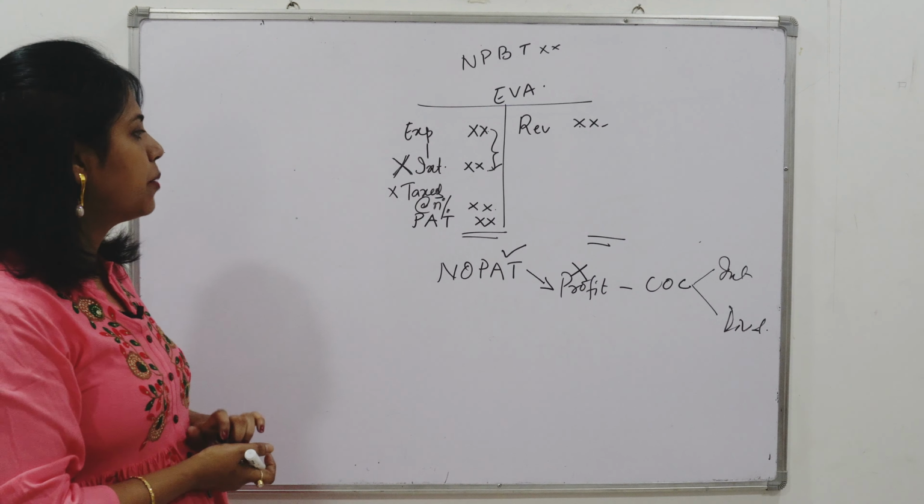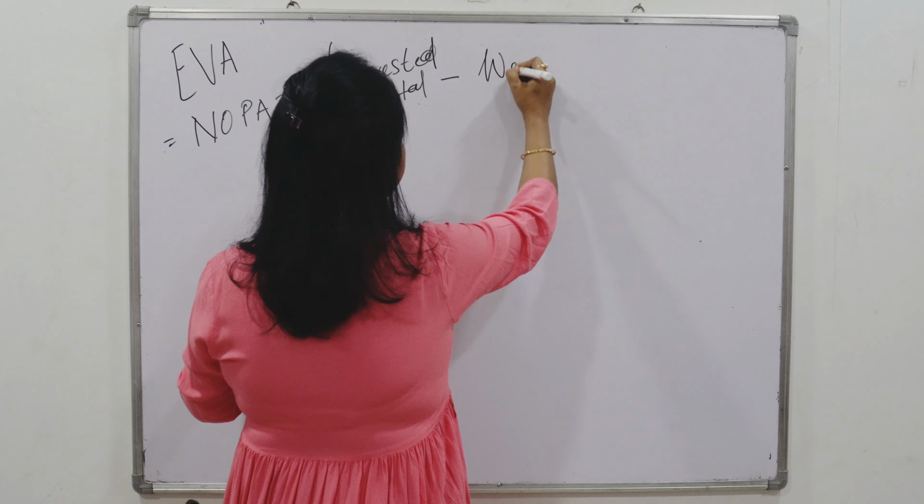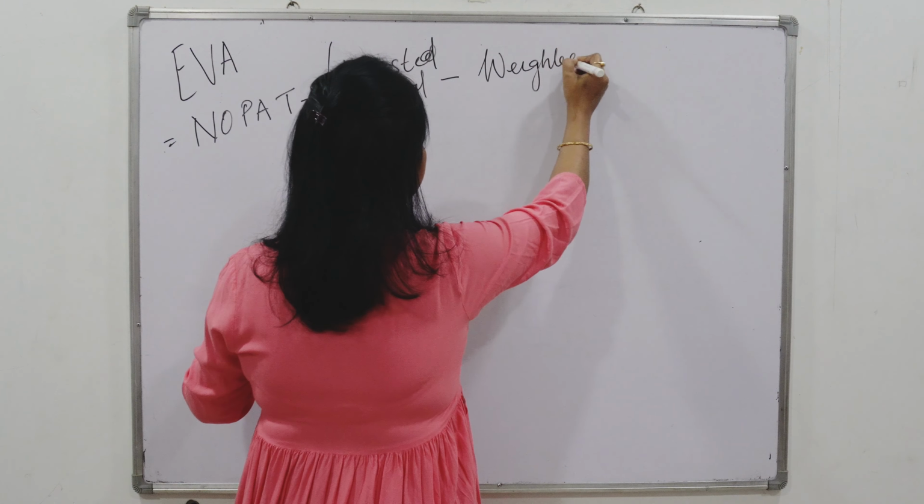Let's move on to the third and very important part of our discussion: how to calculate economic value added. Economic value added is equal to NOPAT, N-O-P-A-T, net operating profit after tax, minus the charges on capital, as I have already told you. So what are the charges on capital? You have to first find out what my invested capital is. Invested capital multiplied by weighted average cost of capital. So the principle is the same, that I have to find out the NOPAT.